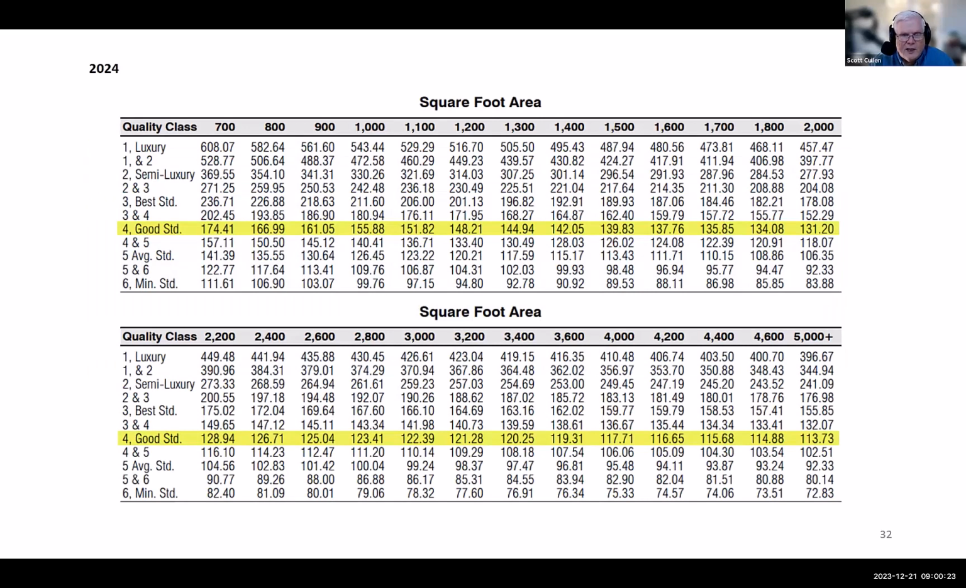This is the cost table for GLA from National Building Cost. Let's look at the Q4 Good Standard Quality Rating. Average cost per foot starts at $174.41 per foot for 700 square feet of GLA. Average cost per foot declines as the amount of GLA increases. At 5,000 square feet, the cost is $113.73 per square foot.